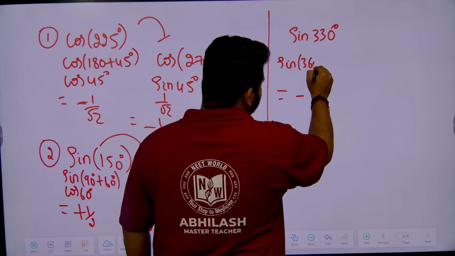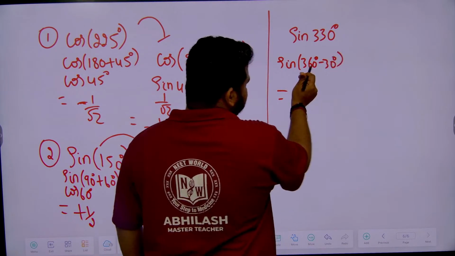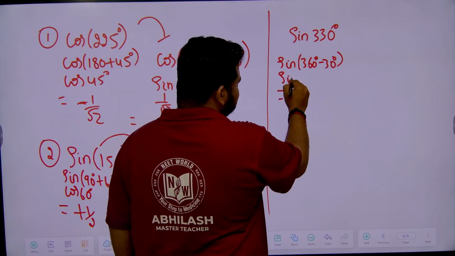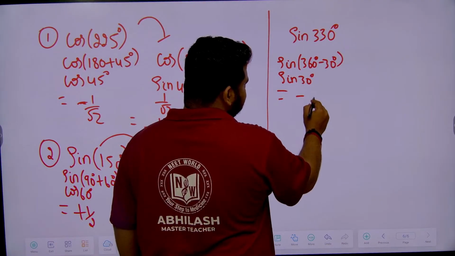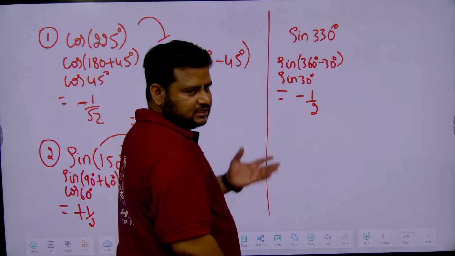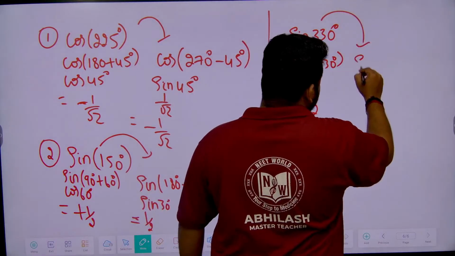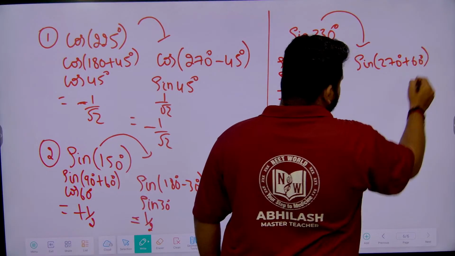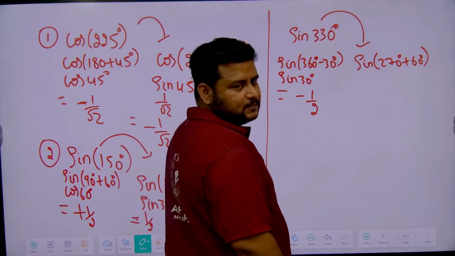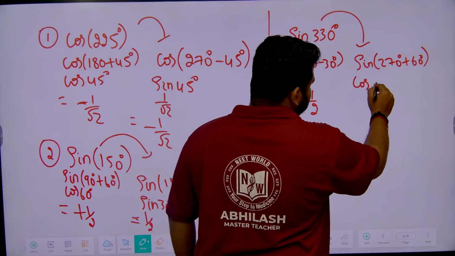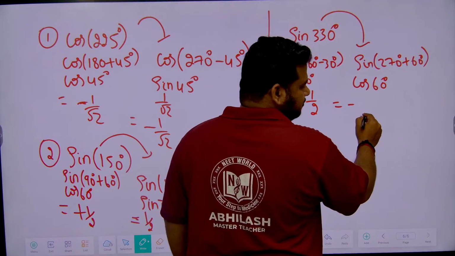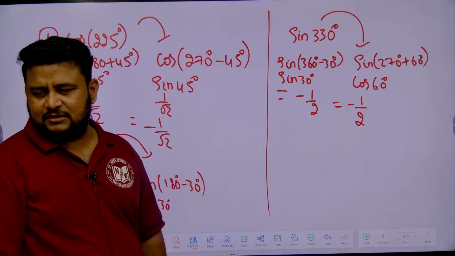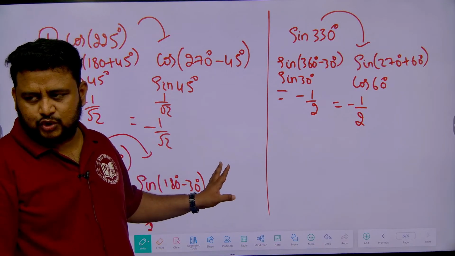I can write it as 360 minus 30. 36 is what, even or odd? Even. So sine will become sine only, sine 30. Sine 30 value is 1 by 2. So you'll get minus 1 by 2. This is one way. Otherwise, you can also write it as sine of 270 plus 60. 27 is odd, so sine will become cos. So cos 60 is 1 by 2. Same answer you will get. Clear? Got it everyone? Understood?